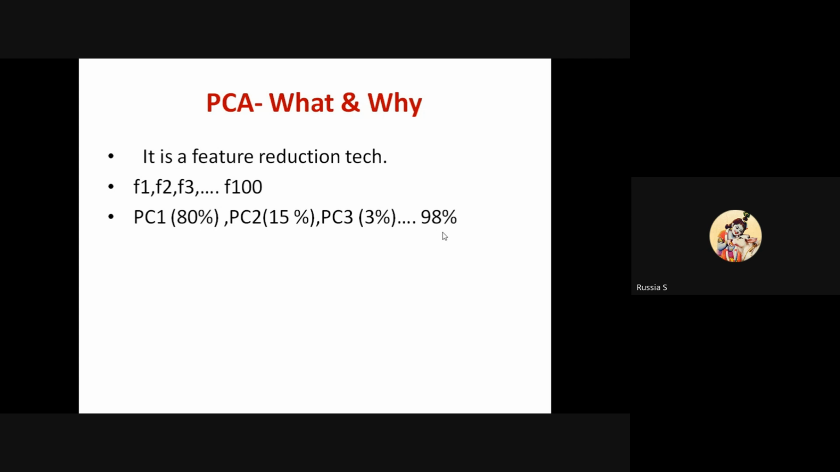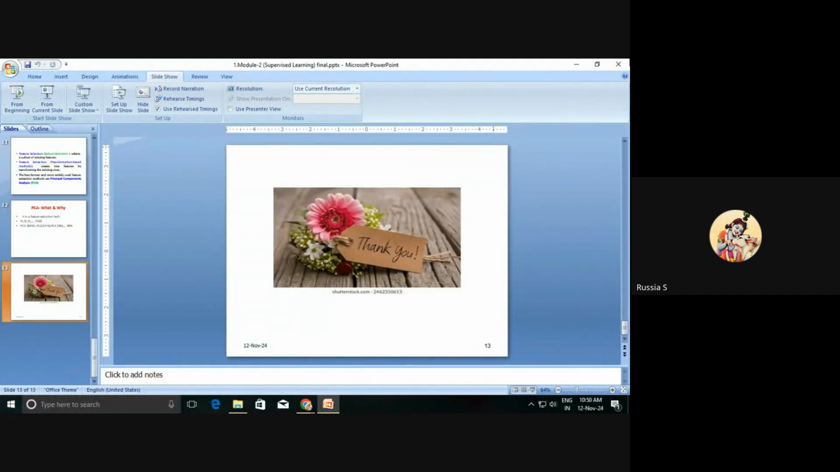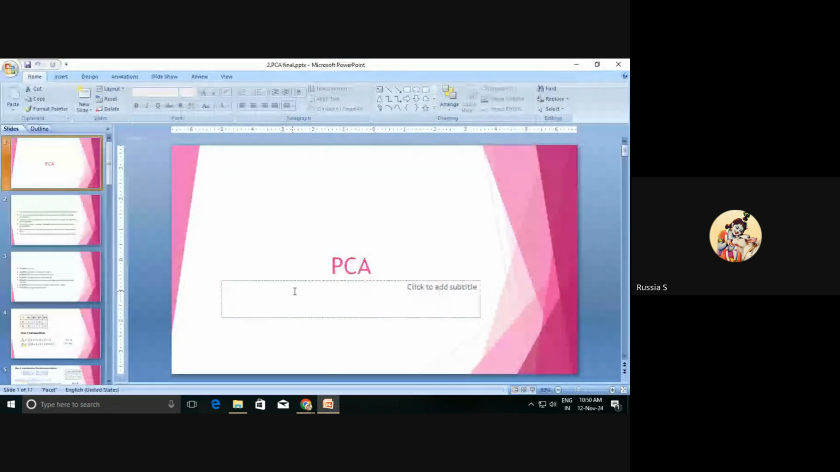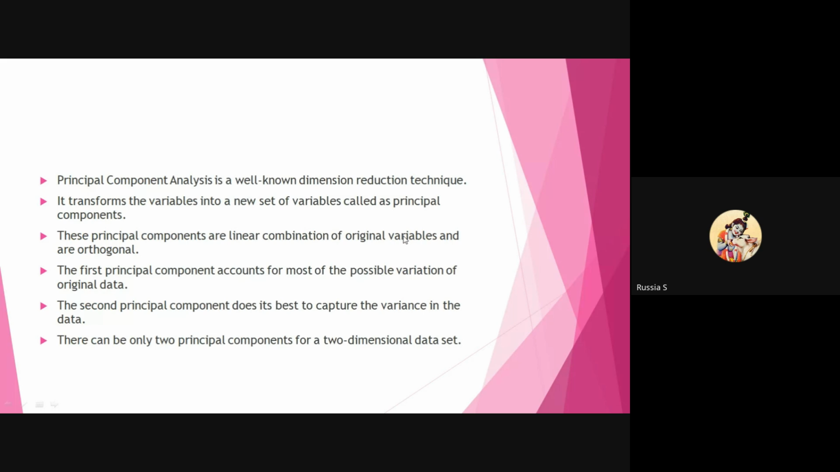So one thing is, for n number of features, we can calculate n number of principal components. But not all the principal components are used for data reduction. Based on the percentage of information given by the principal components, we can choose which to take. Next, the detailed explanation regarding principal component analysis.